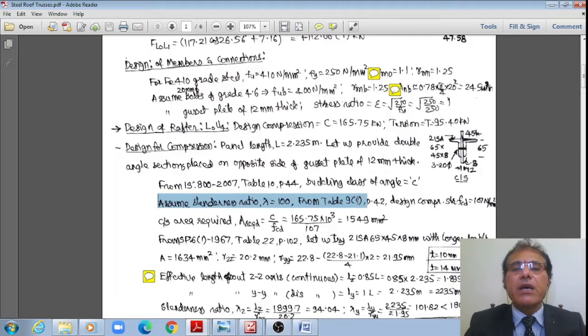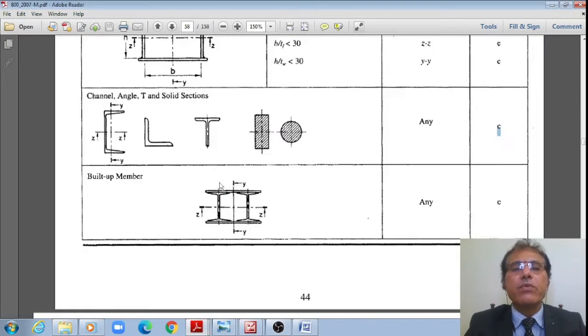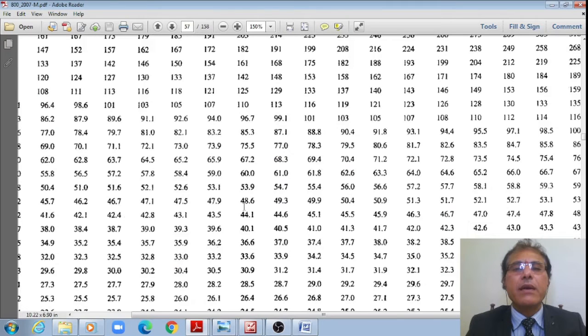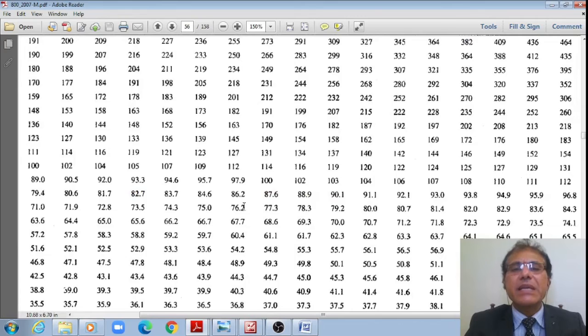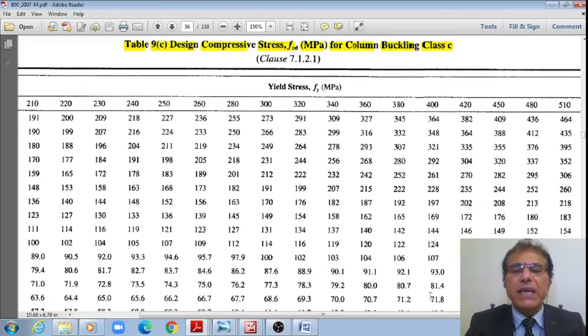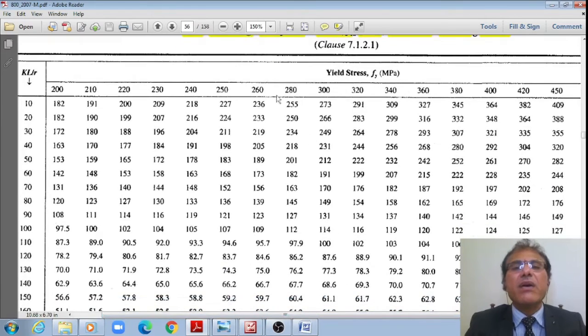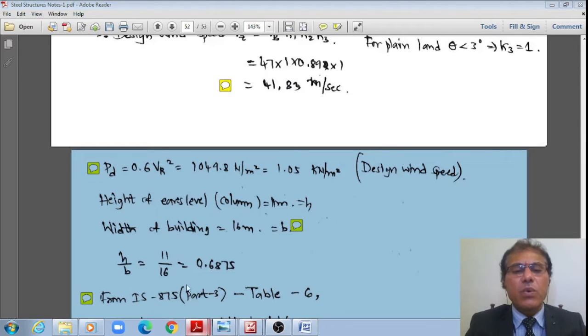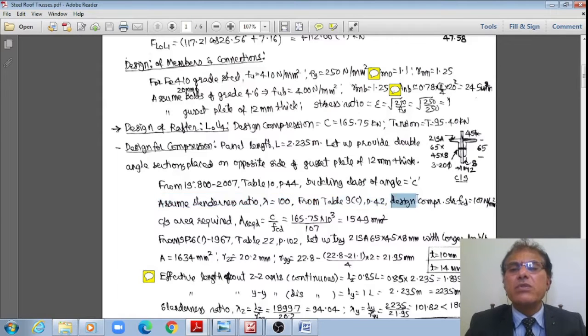Now from IS 800 2007, table 9C, page number 42. Let me go to page number 42, student, right? Table 9C is applicable because this is buckling class C. Design compressive stress fcd for column buckling class C, for fy equal to 250. For lambda equal to 100, we can see that fcd, the design compressive stress, is 107. I've just noted that 107.